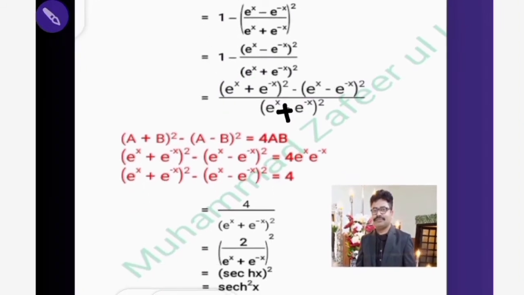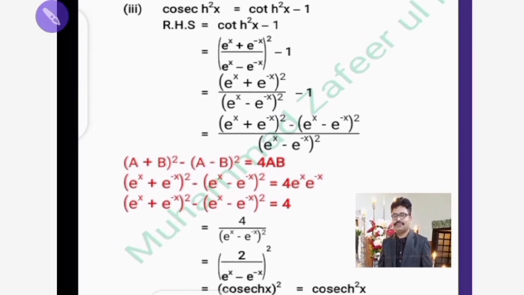Now we have to simplify it. We can write 4 as 2 square, so it will be written as 2 divided by e power x plus e power minus x whole square, and this is the formula of secant hyperbolic square x, because it is the reciprocal of cos hyperbolic x, that was e power x plus e power minus x divided by 2, so the reciprocal is 2 divided by e power x plus e power minus x. So it is the formula of secant hyperbolic x. So we will write secant hyperbolic square x as there is whole square. Now we will simplify the next question, that is cosecant hyperbolic square x is equal to cot hyperbolic square x minus 1.